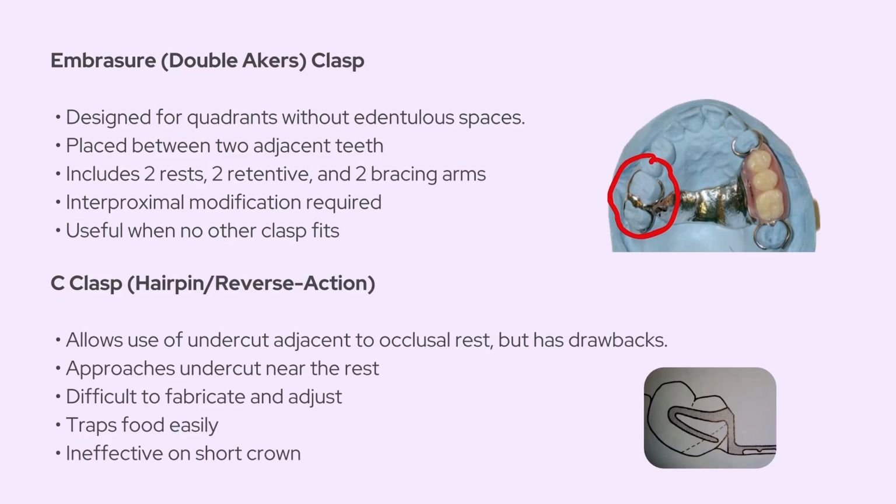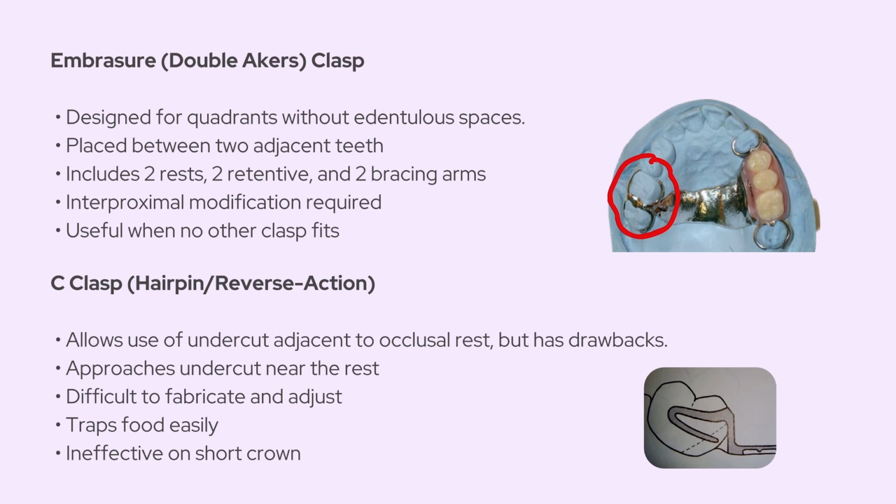Another design we come across is the embrasure clasp, also known as the double Akers clasp. This one's used in spots where there's no edentulous space, like between two adjacent teeth in a quadrant. You've got two rests, two retentive arms, and two bracing arms here. And because of all that, the interproximal surfaces need to be modified to fit everything in. It's not usually the first thing we reach for, but it can be a total lifesaver in certain situations, especially when no other clasp will work.